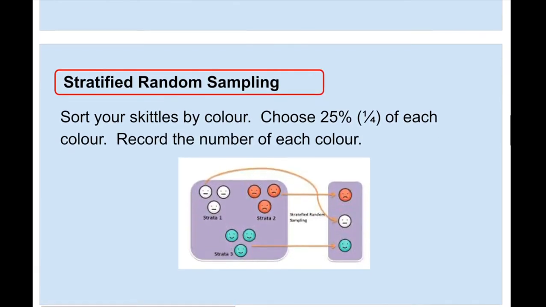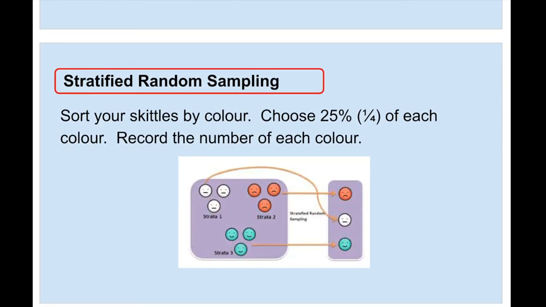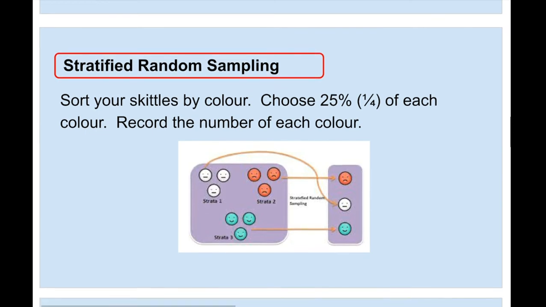Stratified random sampling. So sort your Skittles by color, and then from each color choose 25% or 1/4 of each color, and then record the number of each color that you have. So again, you're breaking it up into groups and then taking the same proportion from each group, or same percentage, sorry.